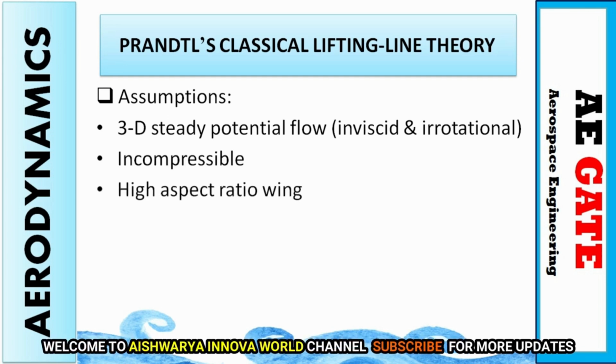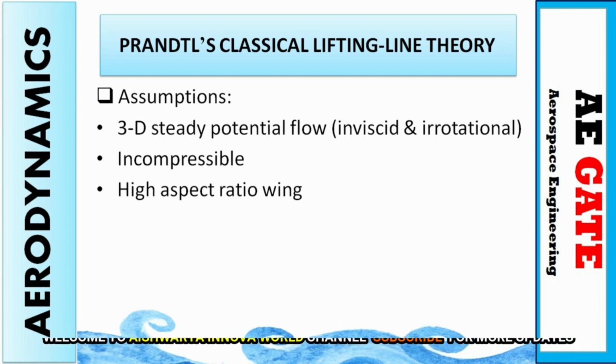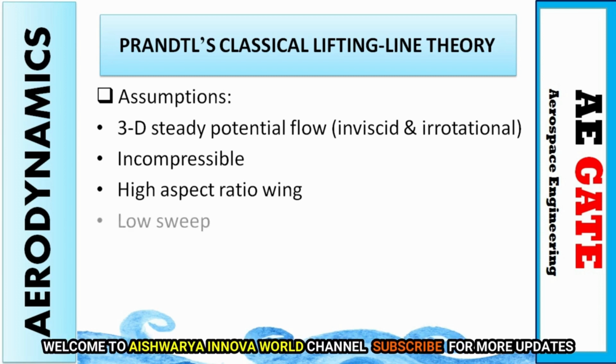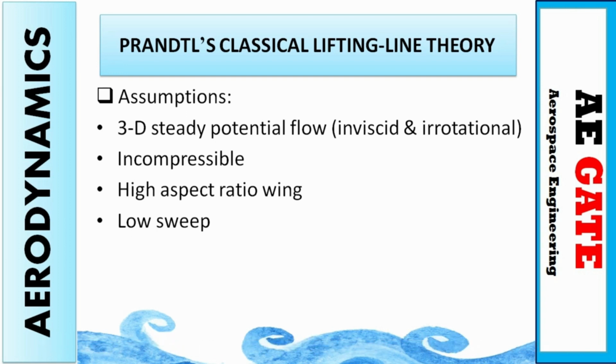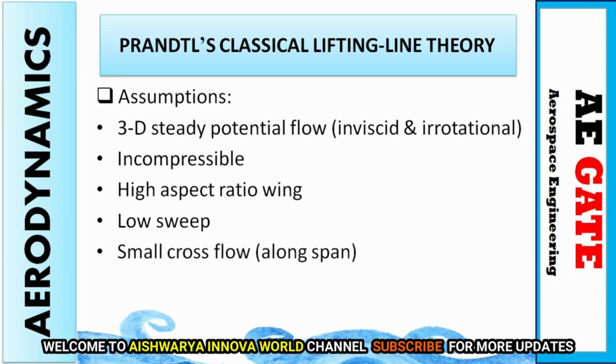Next comes when we are considering a high aspect ratio wing. That means the value of the aspect ratio is higher than 6, and a low swept angle. Next comes a small cross flow along the span.